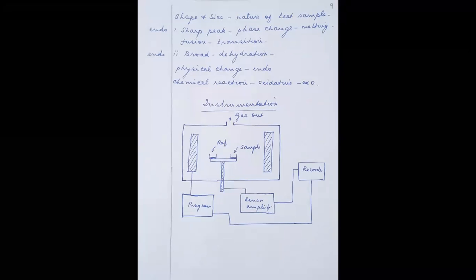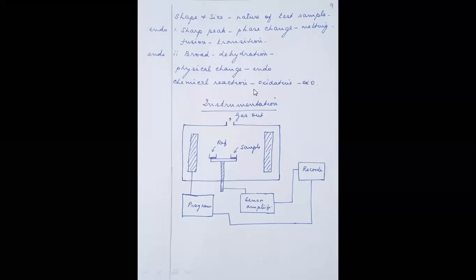They indicate the nature of the test sample. Suppose if it is an endothermic process, there will be a sharp peak, and the sharp peak indicates the phase change, that is melting, fusion, or transition. For an endothermic process, if it is a broad peak, that indicates dehydration going on in the sample, and sometimes some physical changes taking place in the sample.